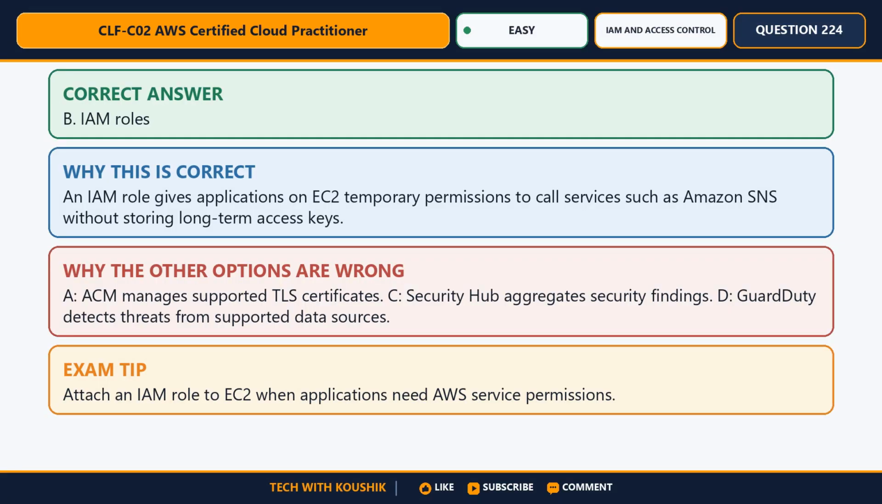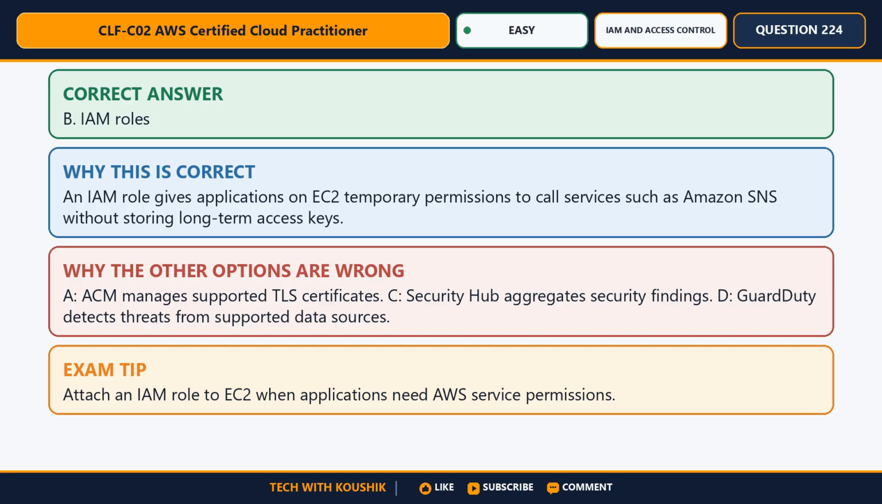The correct answer is B. IAM roles. Here is why. An IAM role gives applications on EC2 temporary permissions to call services such as Amazon SNS without storing long-term access keys. Why are the other options not correct?